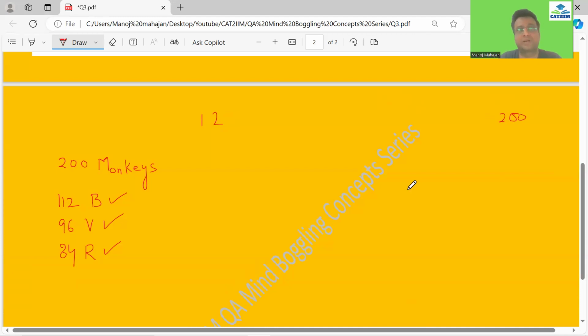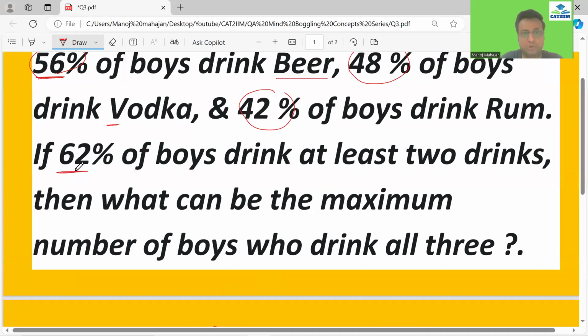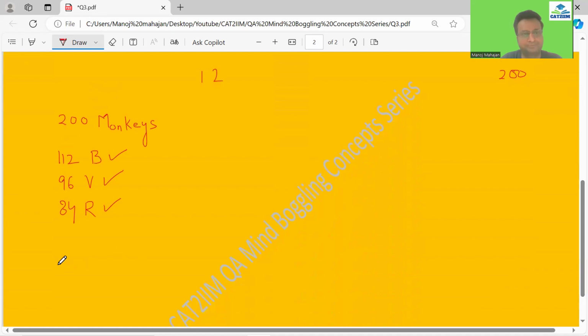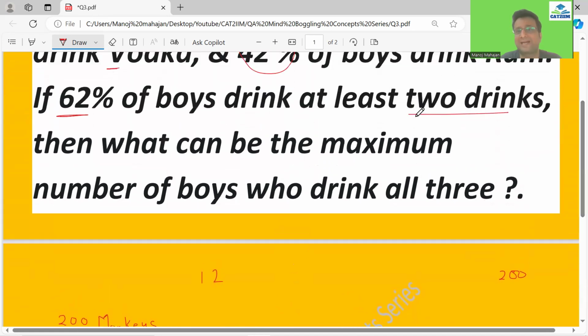So another constraint, remember that you have to distribute all the toffees. You won't be keeping any toffee with you. You have to distribute all the toffees out here. So we have over here the condition that 62% of the boys drink at least 2 drinks, which means if you convert 62% of 200, which would be nothing but 124. So 124 monkeys we have to ensure have at least two types of toffee.